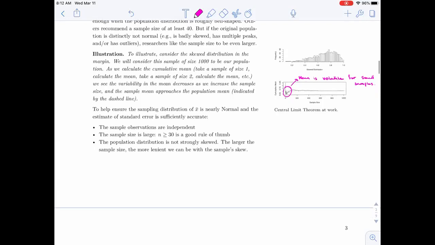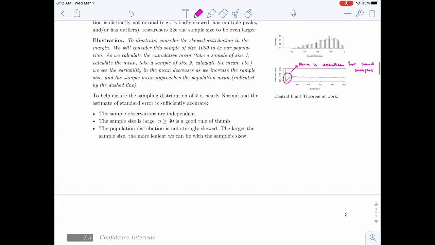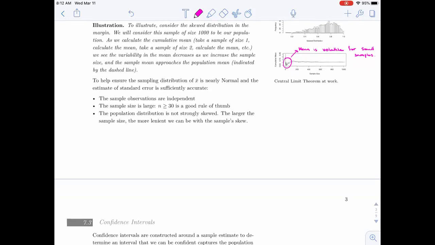And I've even got that there. So the population distribution is not strongly skewed is one of the conditions, right? If it is strongly skewed, then you need a very large sample size, right? And if you can afford to have a huge sample, then we're pretty lenient on the population skew, right? It can look however you want and we can just pull a huge sample.